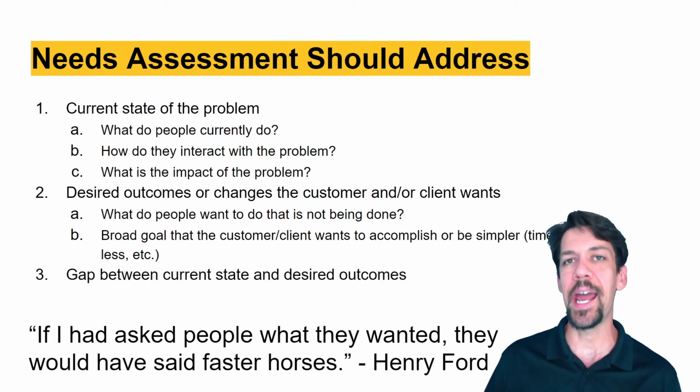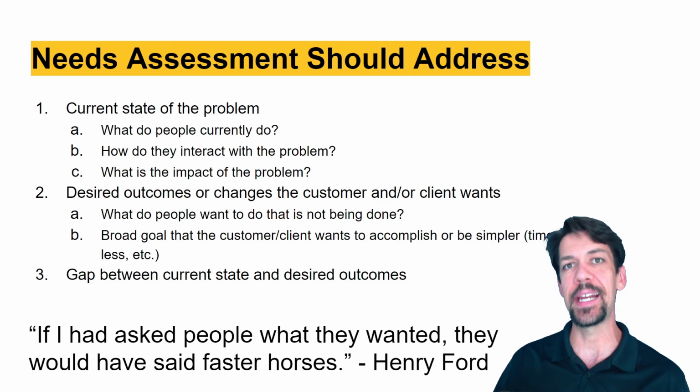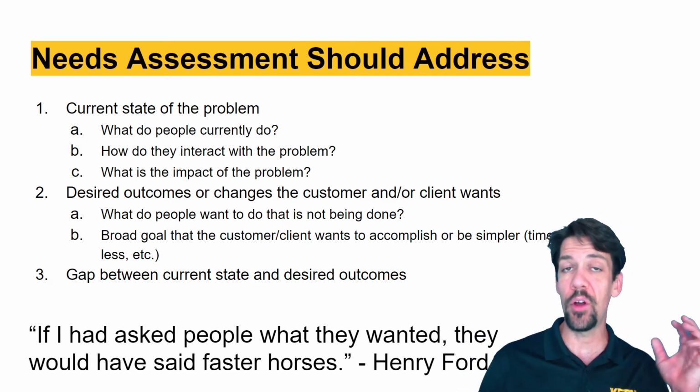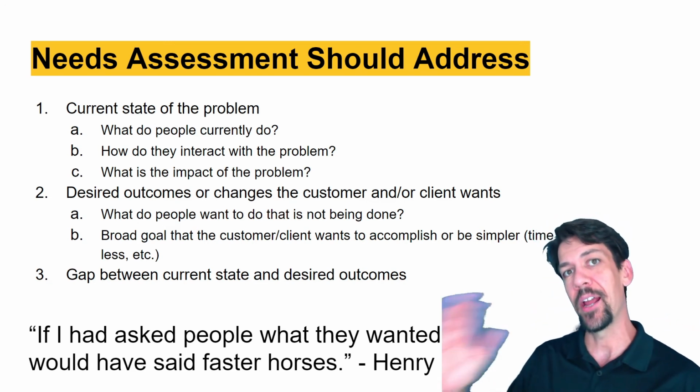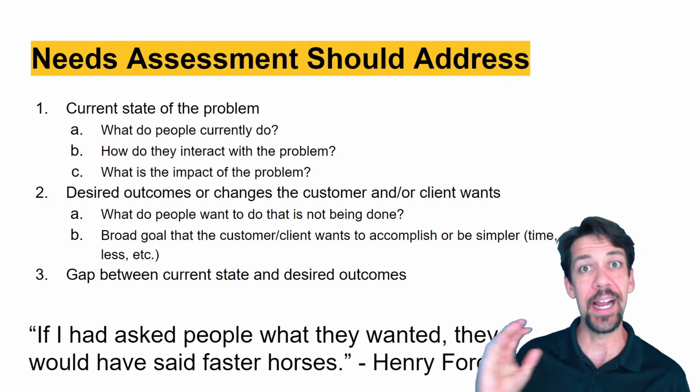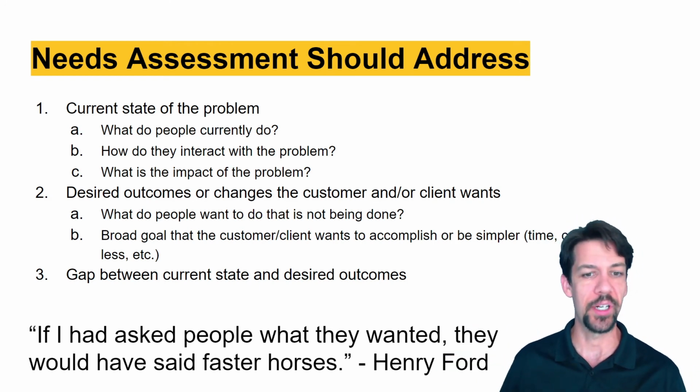And then what is the gap between the current state and the desired outcome? So what already exists, and what is the ideal outcome for a particular problem?